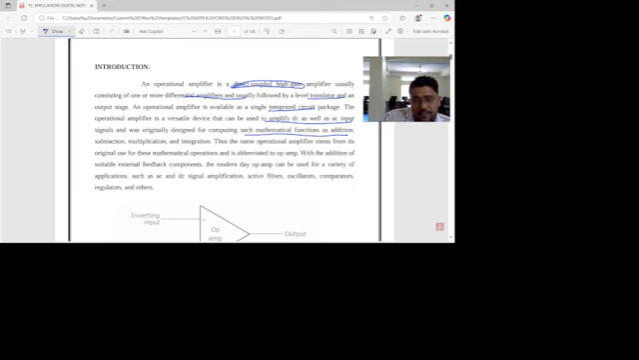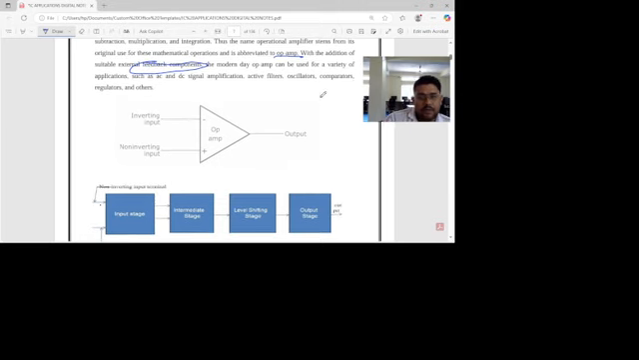The name operational amplifier stems from the original use of these mathematical operations, and it is abbreviated to op-amp, with the addition of suitable external feedback components. In modern days, the op-amp can be used for a variety of applications such as AC/DC signal amplification, addition, subtraction, active filters, passive filters, comparators, and regulators. All these things can be implemented using operational amplifiers.